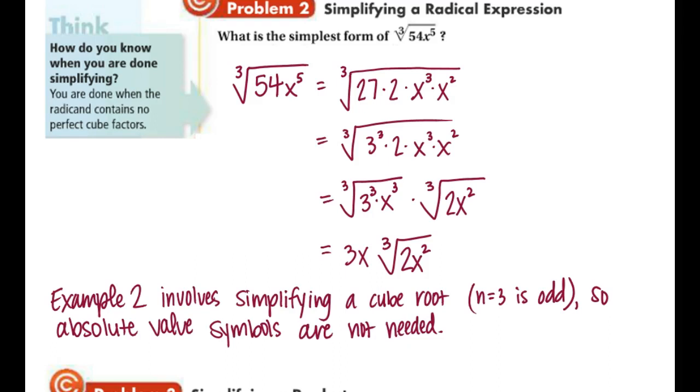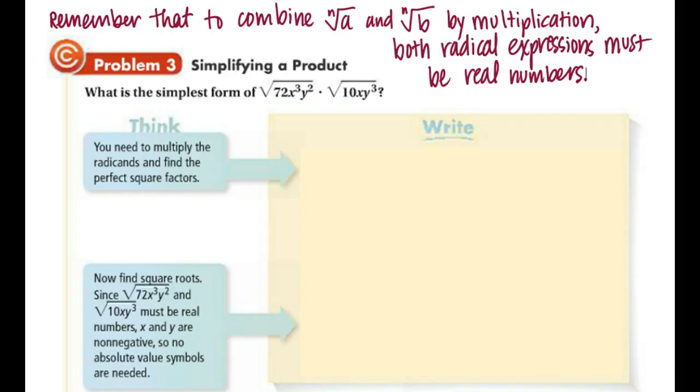Example 2 involved simplifying a cube root, so that means the index was an odd number. Recall from the previous section, 5.1, when we have an odd index, we do not need to use absolute value symbols for our answer. However, when we do have an even index, such as in the next example, we will need to consider where the absolute value symbol should go. Remember that in order to combine 2 radicals with the same index, in this case n in general, by multiplication, both radical expressions must be real numbers.